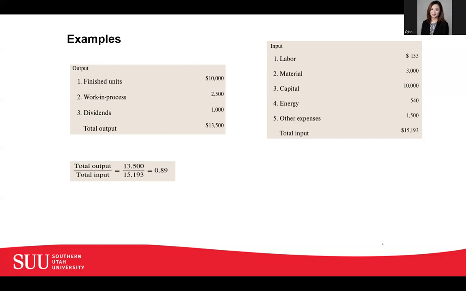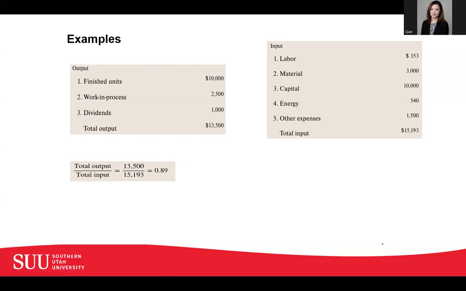Or you can compare with the benchmarking. So the benchmarking in the industry, you find the benchmarking is only 0.6 and you can do 0.89. You're good. You're doing a really great job, even though you are still losing money. So the productivity ratio is something you need to compare with other numbers.